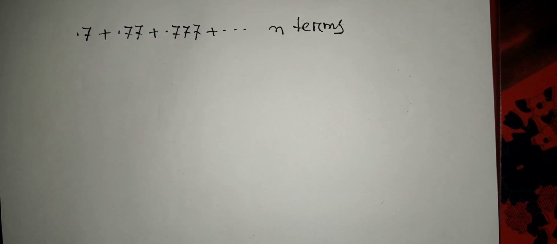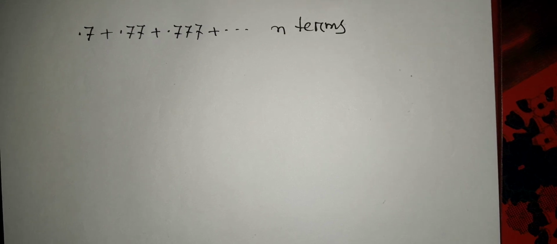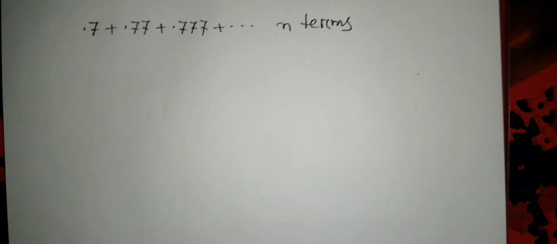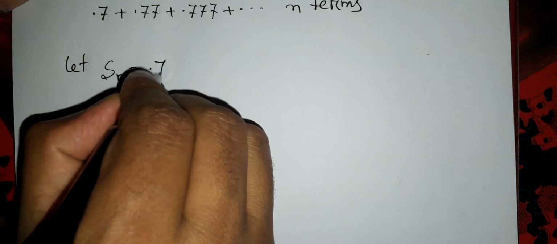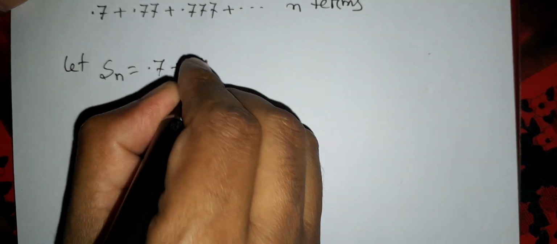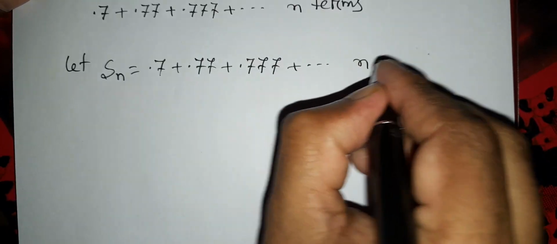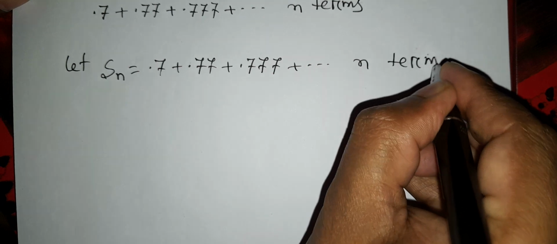Today we will find the sum of the series 7 + 77 + 777 + ... up to n terms. Let Sn equal 7 + 77 + 777 + ... up to n terms.